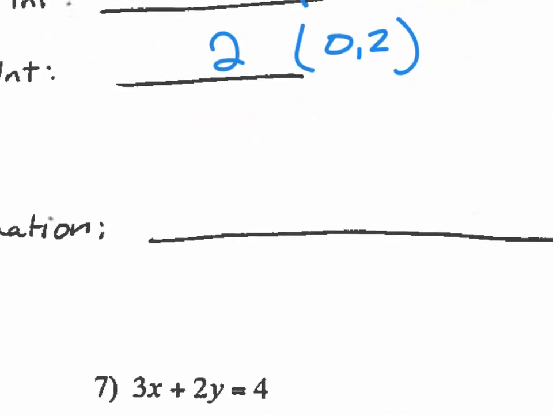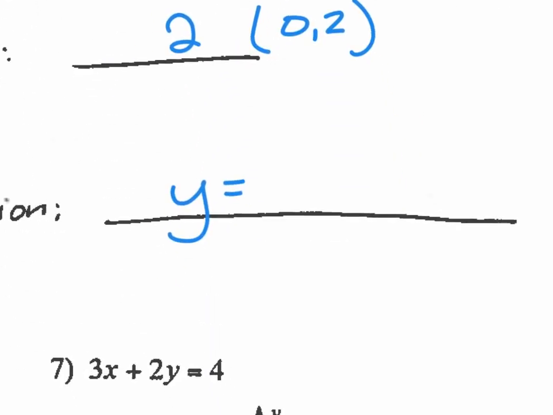And then finally, the equation for this line is going to be y equals the slope, which is, if I look back up, slope was negative 2 over 5. So y equals negative 2 over 5x, and then plus the y-intercept, which is positive 2.